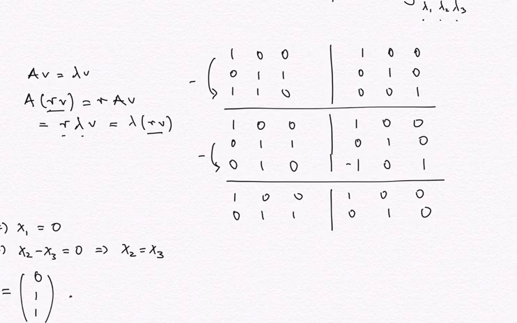So 0 minus 0 is 0. 1 minus 1 is 0. That's what I wanted. 0 minus 1 is minus 1. Minus 1 minus 0 is minus 1. 0 minus 1 is minus 1. And 1 minus 0 is 1. All right.